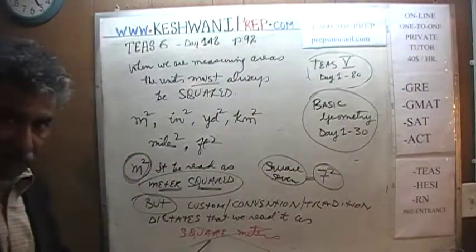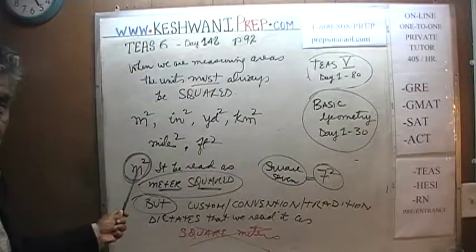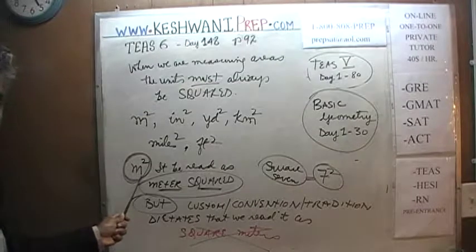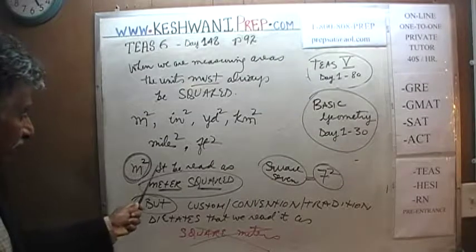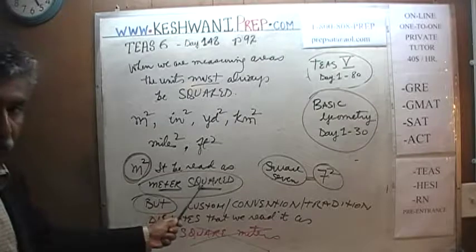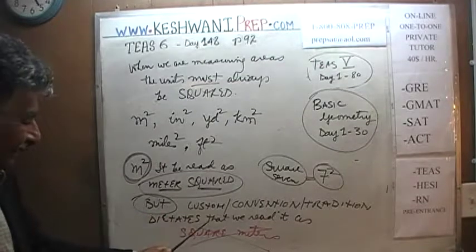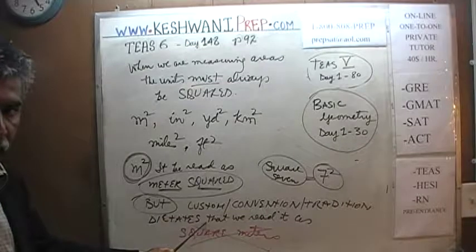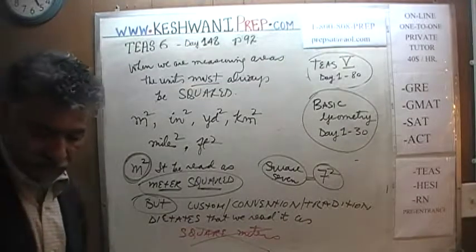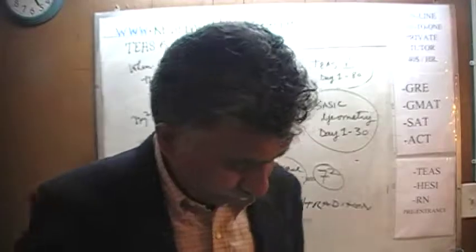This is how we read it. This is how a mathematician will insist that you read it, because this is the correct mathematical way. This is the correct mathematical, meter squared. It should be read as meter squared. Your math teacher, a mathematician, will insist that you read it like this, the proper way. The layperson in our ordinary day-to-day life, we read it like this, square meters.